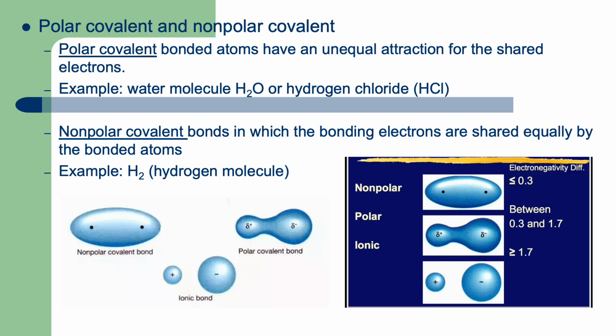Looking at polar covalent and nonpolar covalent, if you have 2 elements bonding together in a polar covalent bond, there's that unequal attraction for that shared pair of electrons. As a result, the element that's pulling the electrons closer, this side is pulling the electrons closer, it's going to have a partial negative charge to it, whereas the other element is going to be a partially positive charge. In a nonpolar covalent bond, the electrons are shared equally. You don't have a partial charge on either side because those electrons are bonded, they're shared equally between the 2 elements.